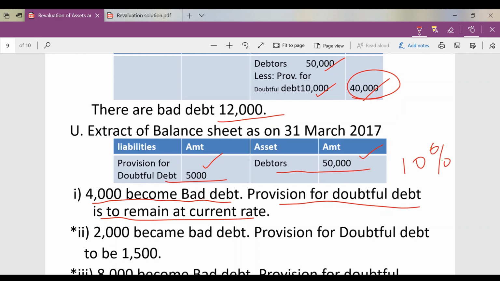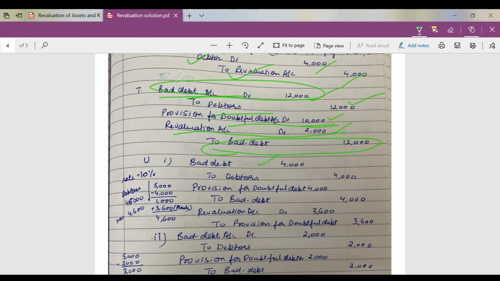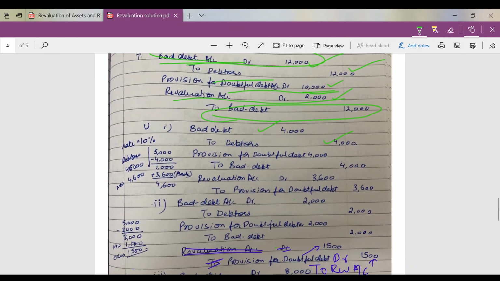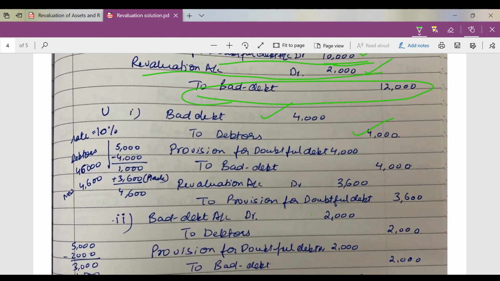So let us do the entry for bad debt first. The entry for bad debt would be bad debt account debit to debtors, right? Now the next thing you need to note is provision for doubtful debt is being used to write off the bad debt because you have sufficient money. You have 5,000 in the provision and your bad debt is 4,000. So 4,000 bad debt I'm closing by crediting it, and against what? Provision for doubtful debt. Now if I show you the calculation, out of 5,000, 4,000 has been used. So I am left with a balance of 1,000 in the provision.